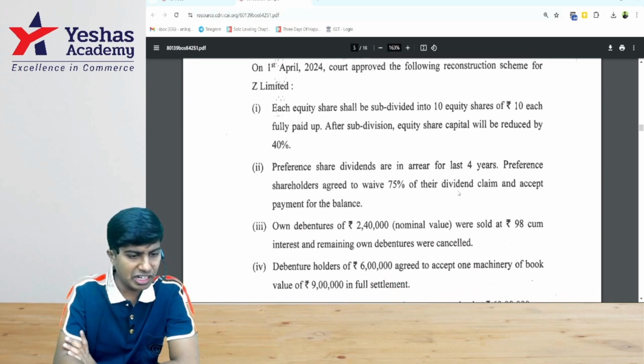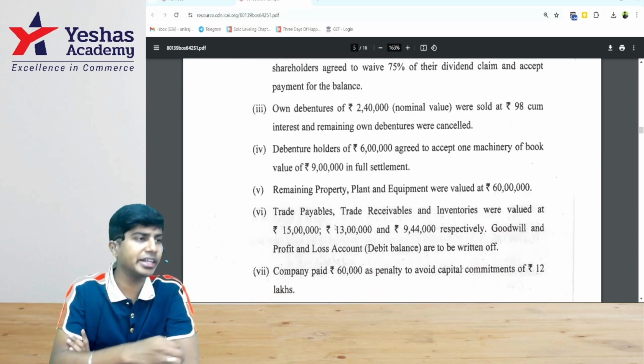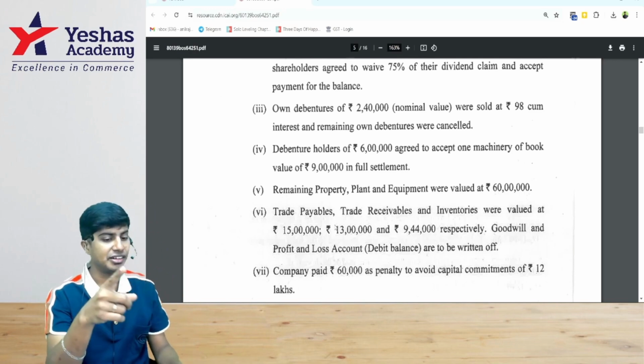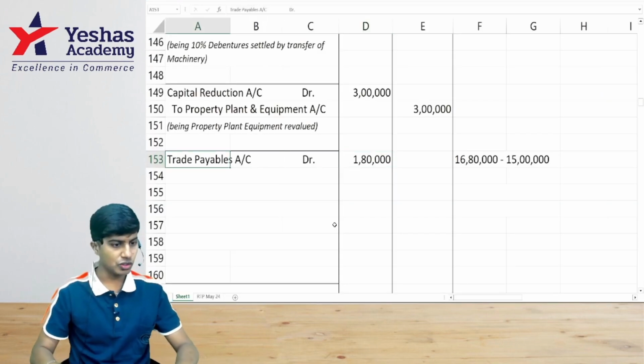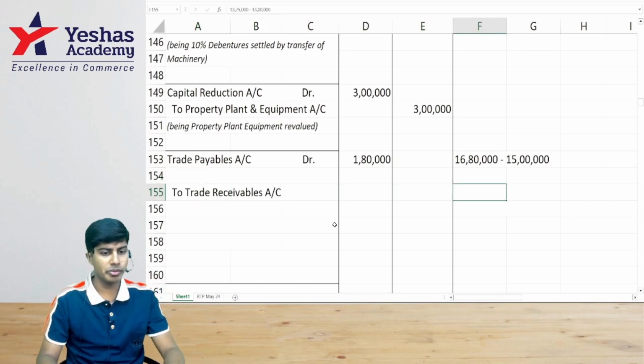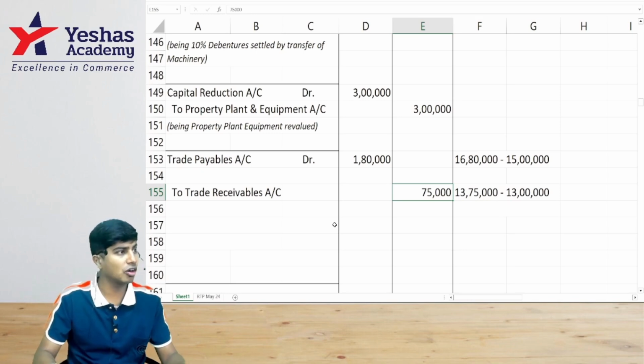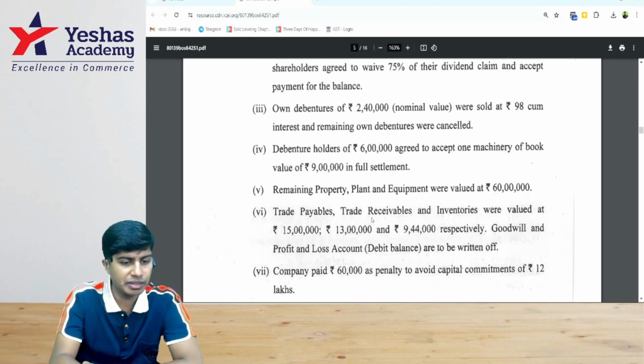13 lakh 75,000 has become 13 lakh. So trade receivables asset is decreasing. Credit, how much? Very good. Let me write here. Trade receivables, 13 lakh 75,000 minus 13 lakh. That is 75,000. Trade receivables is decreasing by 75,000. Got it? What do we have after that?